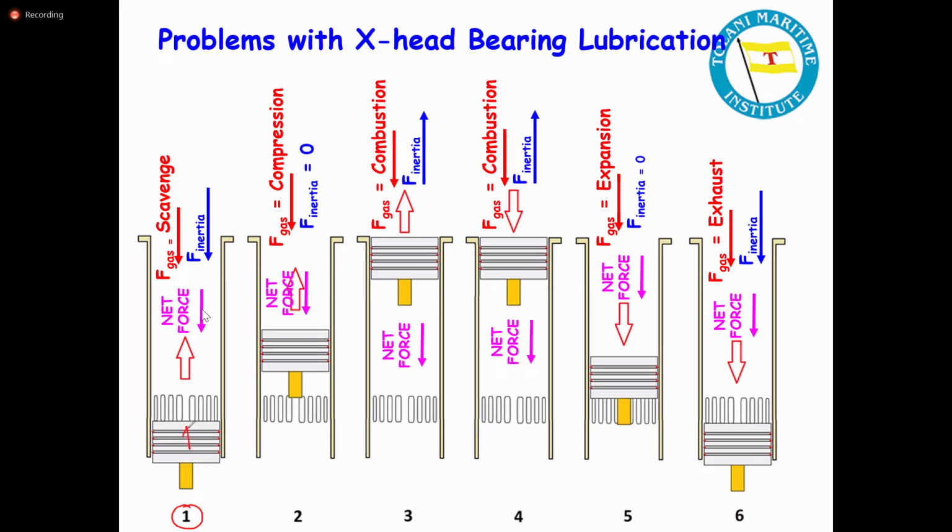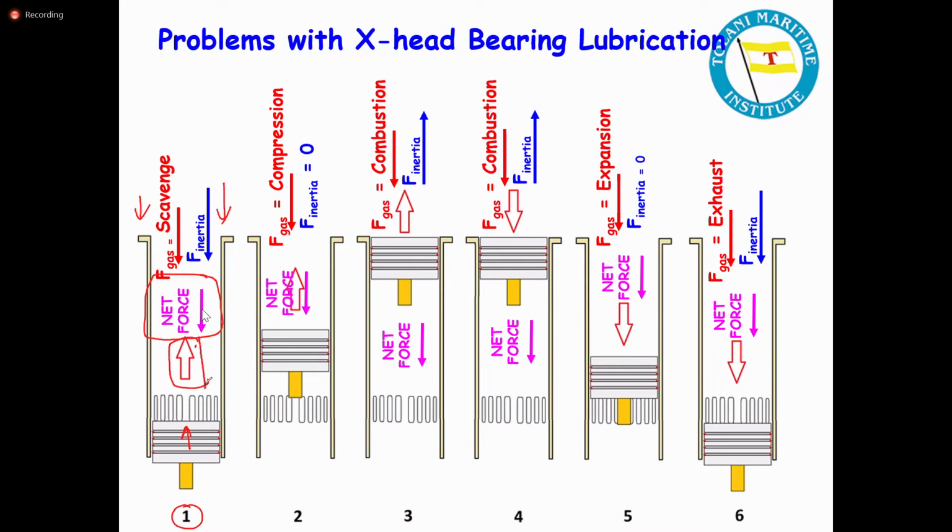Piston started moving upward. Scavenge air pressure acting downward. Piston is getting an acceleration, so upward. So inertia force acting downward. Net force is downward. ये है purple color net force का है.